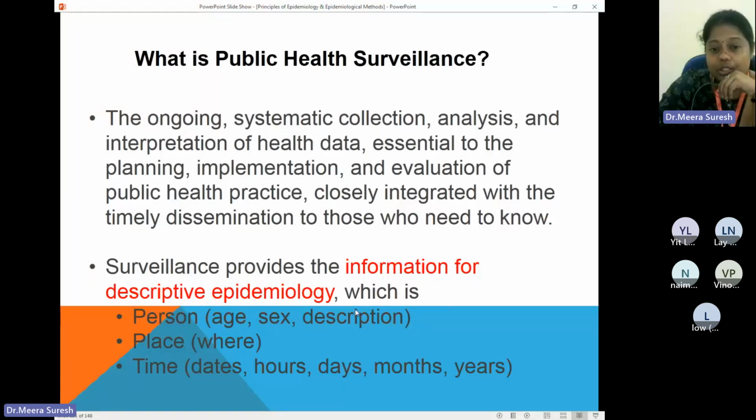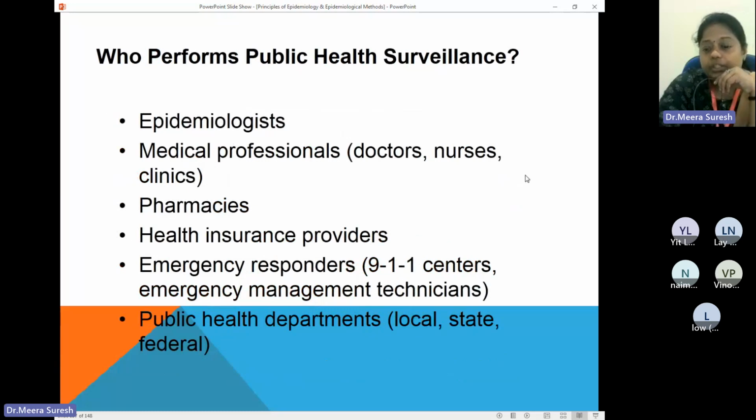And why do we do this surveillance? We get the information: the person, the place, the time. We describe in which people, in which area, during what time. So that gives us the idea of how to plan a new program and how to implement it. We get that. And who performs this public health surveillance?